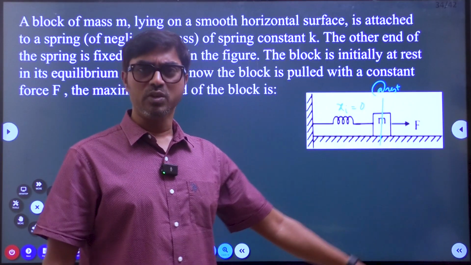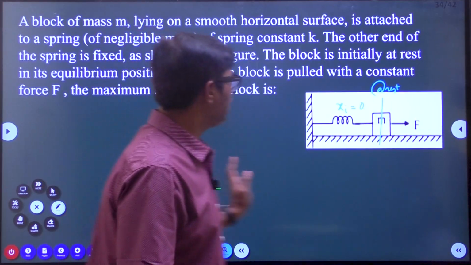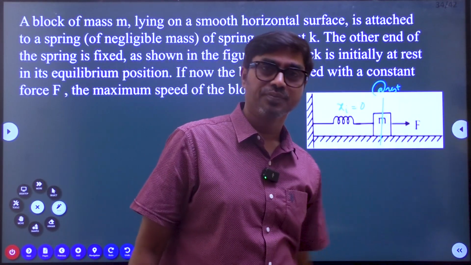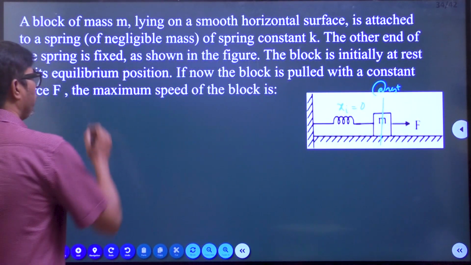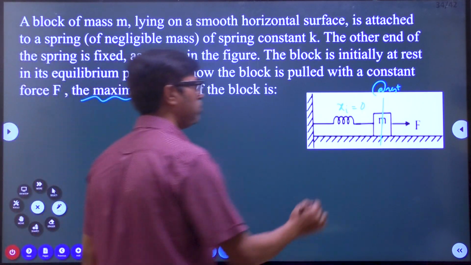There will be a position where spring force is just balanced by applied force. That's where you will get the new equilibrium position. That's where you will have the maximum speed. And then after that, it will go on further to the extreme position. So now they're asking you to find maximum speed. Where will you have maximum speed? At mean position only. This is the extreme position. Yes.